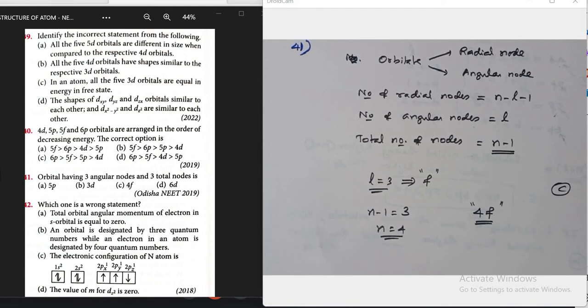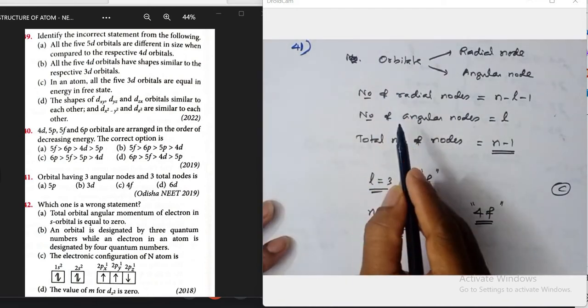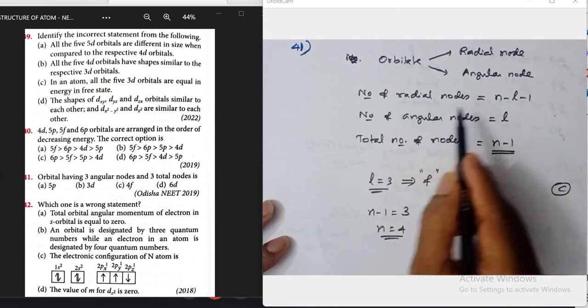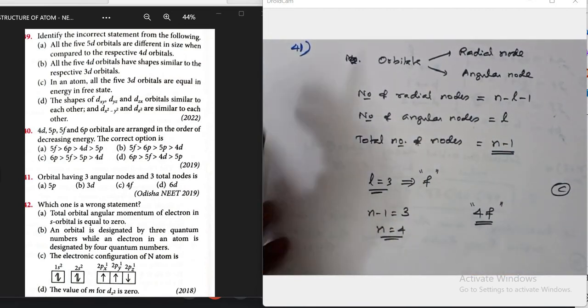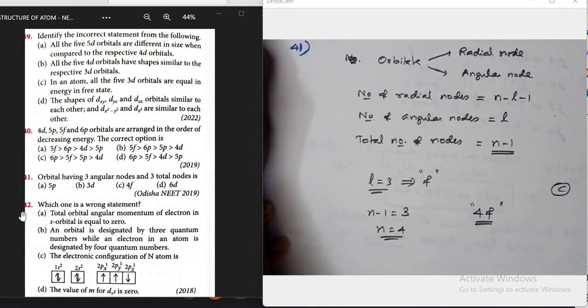Then, remember this is very important, right? Number of radial nodes, number of angular nodes, then total number of nodes. Okay, then see the next question, question number 42.